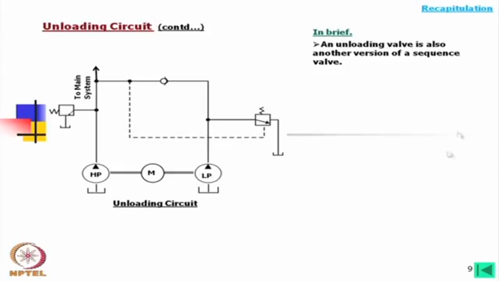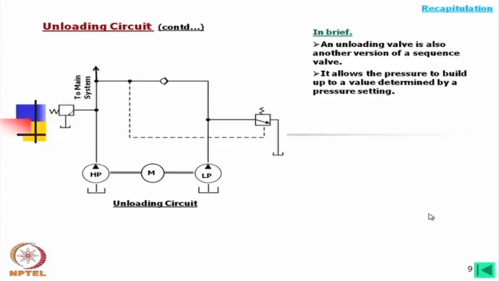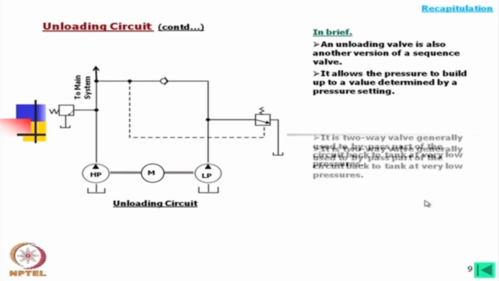of sequence valve. Now, sequence valve will come a little later. The sequence valve and the unloading valve, their features are more or less the same. The only thing is that by the control pressure, this valve is operated in a different manner, then we call it sequence valve. It allows the pressure to build up to a value determined by a pressure setting.